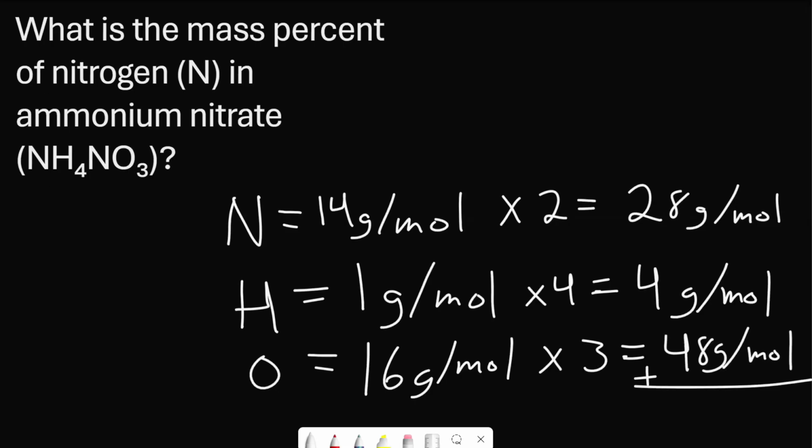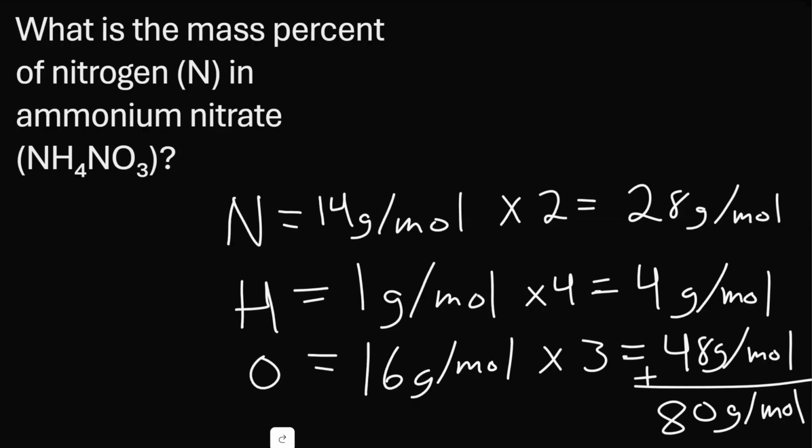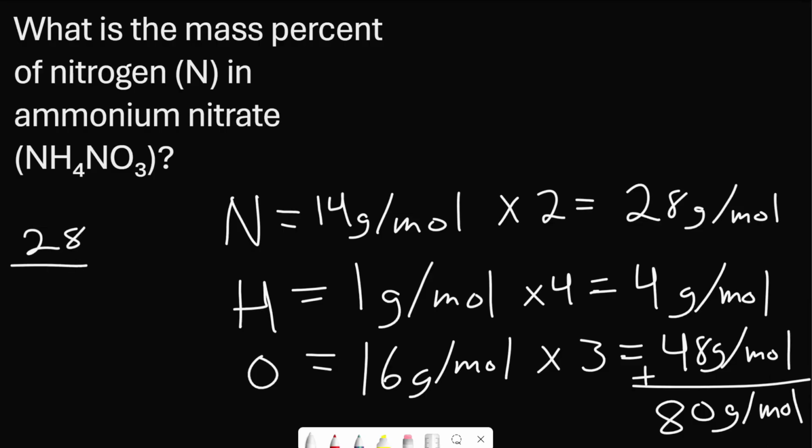So we'll go ahead and sum all of that up. And when you take 28 and 48 and you add those together, then you should get 76. If you add 4 to that, then you will get 80 grams per mole of ammonium nitrate, and that's for the entire compound. So all we have to do is take our 28, which was what we had found as the mass of nitrogen, and divide that by 80. And similarly, we'll multiply that decimal by 100.